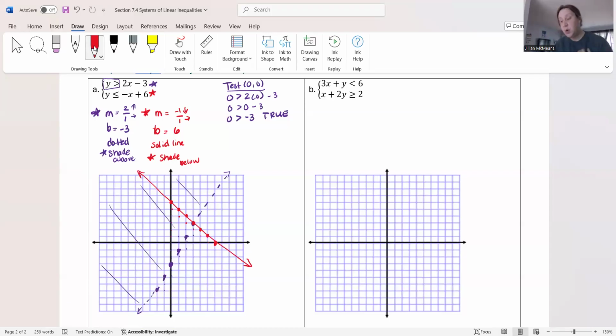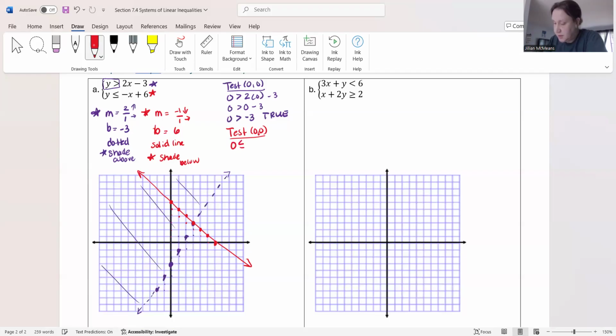Okay, now we think we're going to shade below the line, but let's go ahead and test a point. So again, as long as your line does not go through the origin, the origin is always going to be the easiest point to check, just because you're plugging in zeros. So let's plug in some zeros into the original inequality. That means anywhere you see an x or a y, replace them with 0.